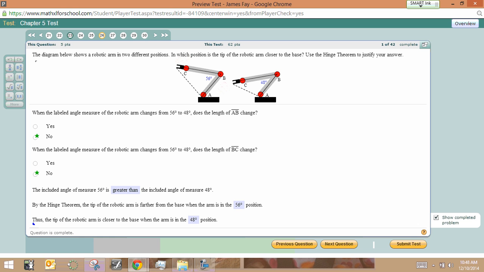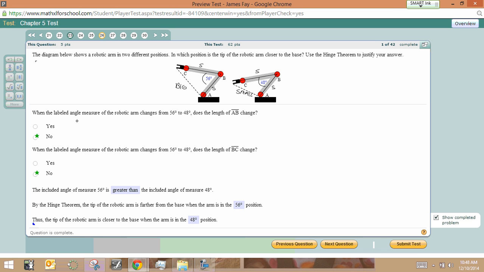It says, which position is the tip of the robotic arm closer to the base? Use the hinge theorem to justify your answer. Because these arms are the same, that side and that side are the same length. That side and that side are the same length. Now we know that angle is bigger compared to that angle, so you got side, angle, side here. So this across from 56 should be the bigger side, and that's going to be the smaller side.